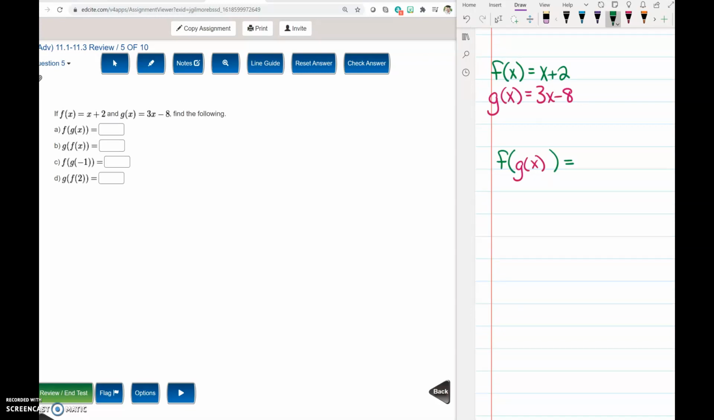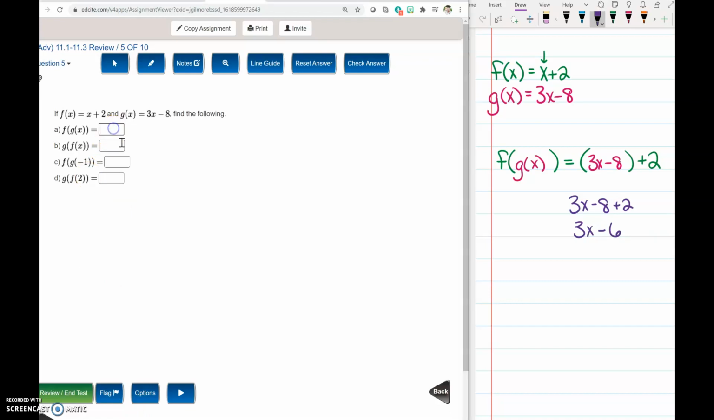In this problem, first we need to find f of g of x. And I used colors here to help us, and if you have colors that you can use when you're doing these problems, that is very helpful. So g is the inside. We're taking the entire g function and plugging it into that f function. So the f function is something plus 2. The something is 3x minus 8. So then we have 3x minus 8 plus 2. Combine our like terms. We have 3x minus 6.